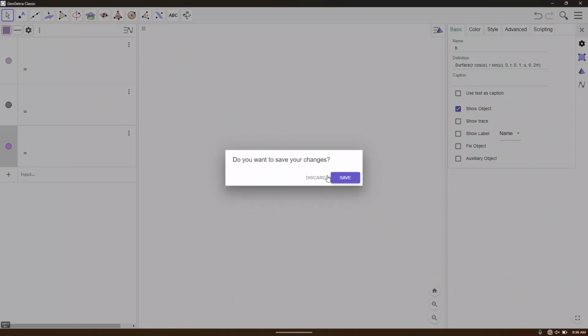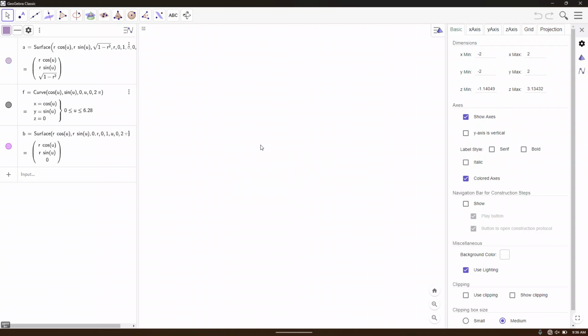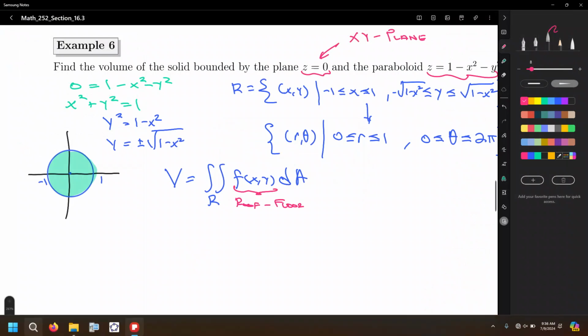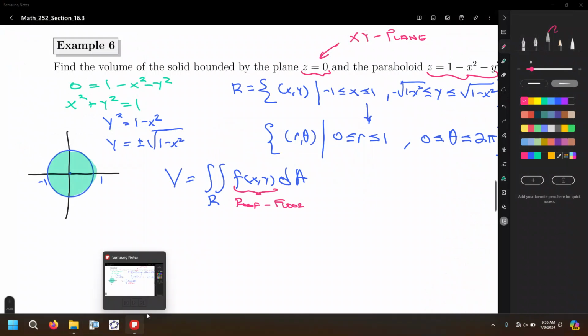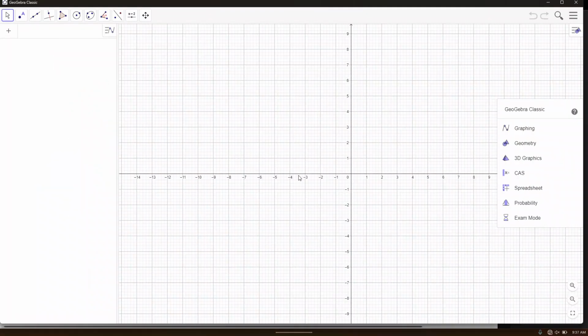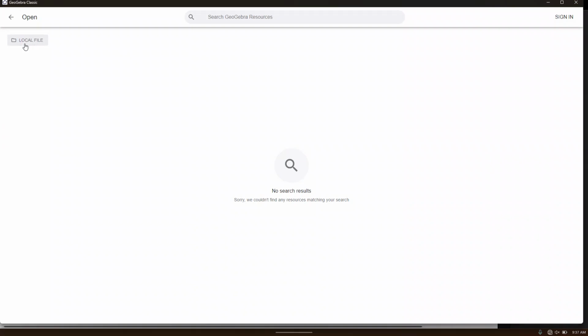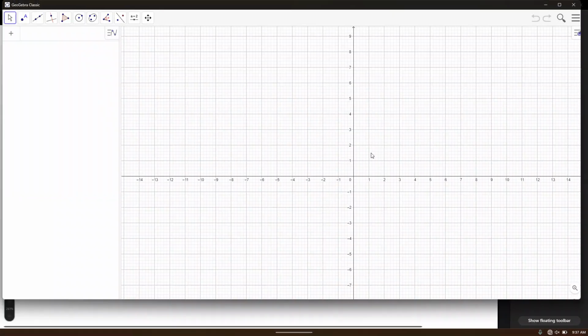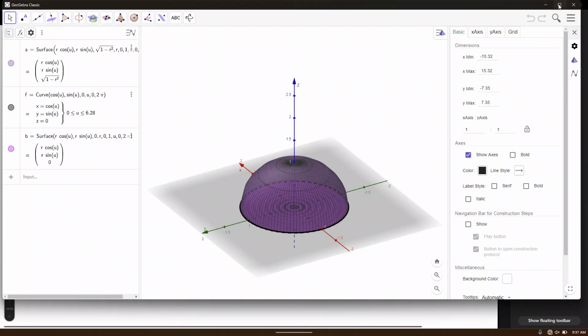Okay. I have to close and open again. All right, polar example 6. Okay, there you go.